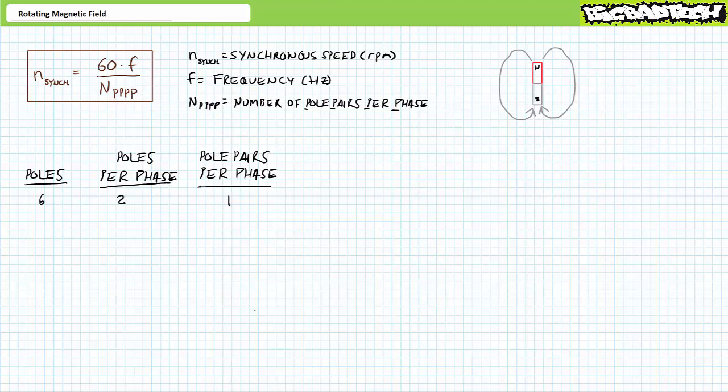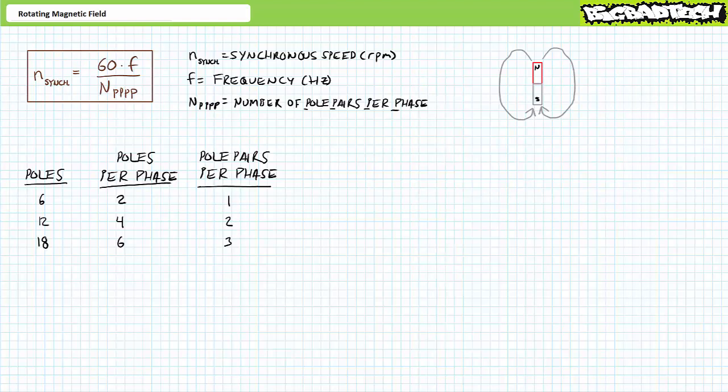Consider a 3-phase AC stator winding consisting of 6 individual poles. This also directly implies that there are 2 poles per phase and a single pole pair per phase. Similarly, consider a 3-phase AC stator winding consisting of 12 individual poles. This also directly implies there are 4 poles per phase and 2 pole pairs per phase. Similarly, consider a 3-phase AC stator winding consisting of 18 individual poles. This also directly implies there are 6 poles per phase and 3 pole pairs per phase. I could keep going, but you get the picture.